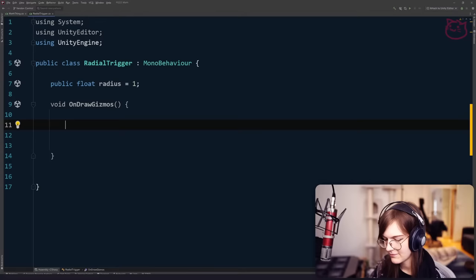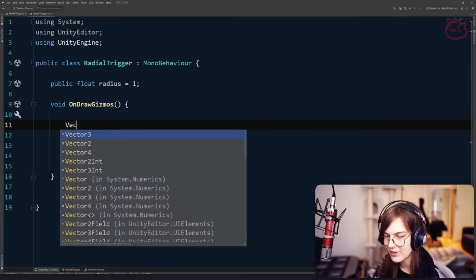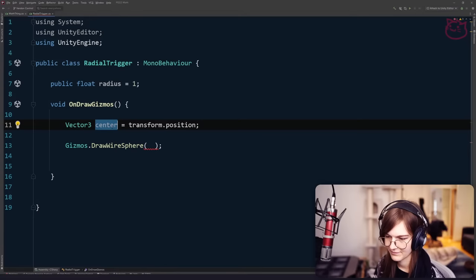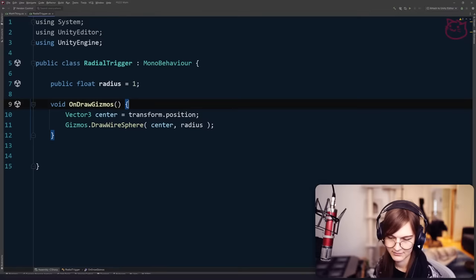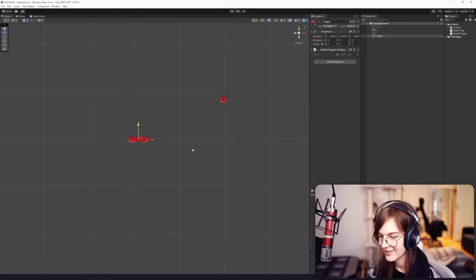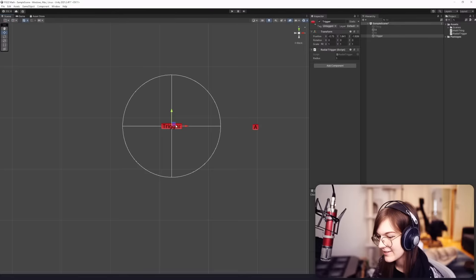Okay, so we want to draw this sphere, so we can do Gizmos.DrawWireSphere, probably the easiest function. We want to draw it at the location of this object, so let's make a variable for that: transform.position. So we have the center, and then we need the radius, which is just our variable. Draw.Line is also great if you can get Shapes. This is true. I highly recommend getting Shapes, one of my favorite plugins on the asset store, if you want even better drawing functions.